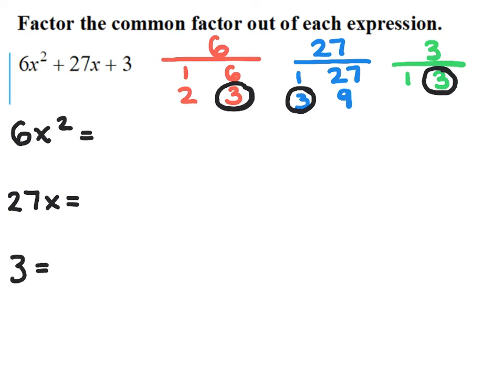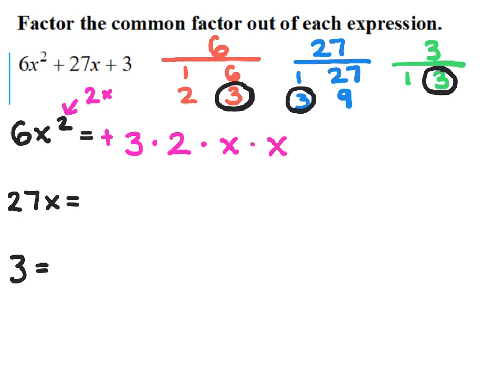Now if I want to rewrite 6x squared, I'm going to write it's a positive 6. My greatest common factor is 3. The other number is 2. And since it's x squared, that means there's 2 x's. So it's times x times x.